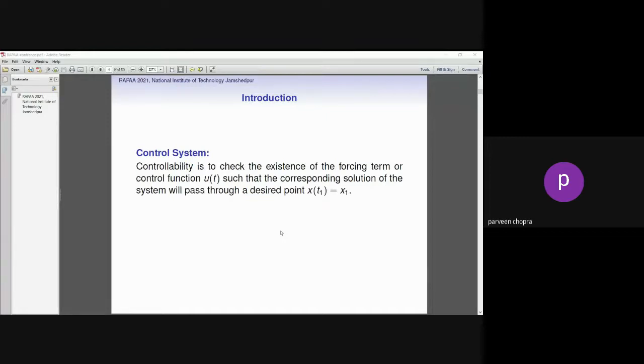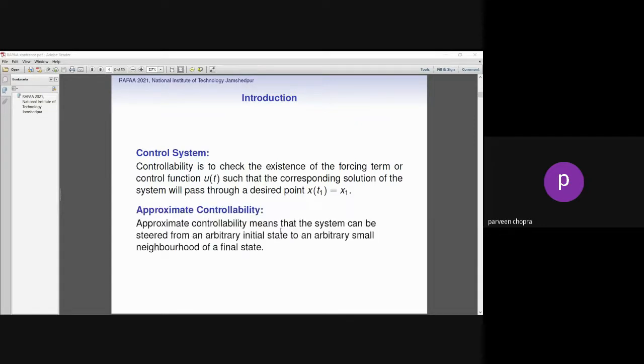In the introduction we give the definitions of controllability. Controllability means to check the existence of a forcing term and control function u(t) such that the corresponding solution of the system passes through a desired point. Approximate controllability means that the system can be steered from an arbitrary initial state to an arbitrary small neighborhood of a final state.